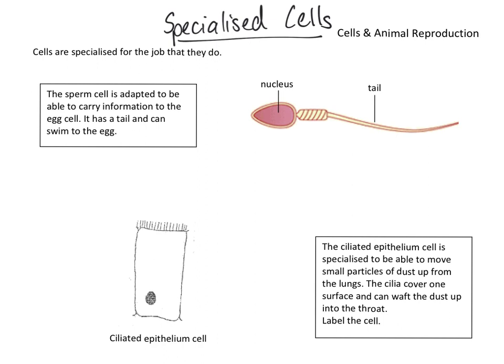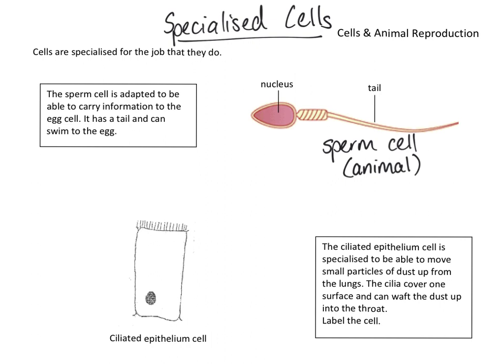So the first cell that we have is the sperm cell, and that is found in animals. The job of the sperm cell is to swim to the egg and to fertilise an egg and to pass on the genetic information. So that's what happens when fertilisation takes place.